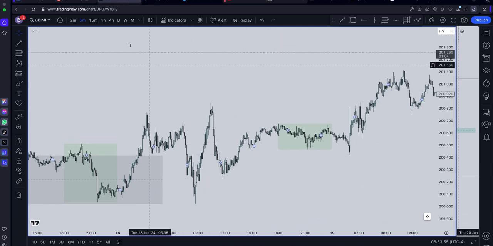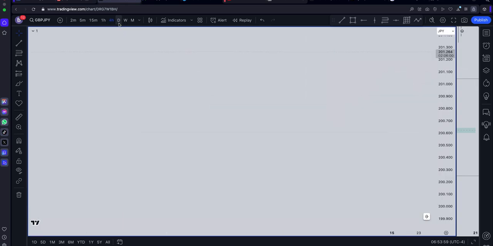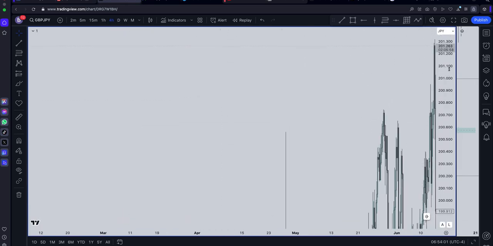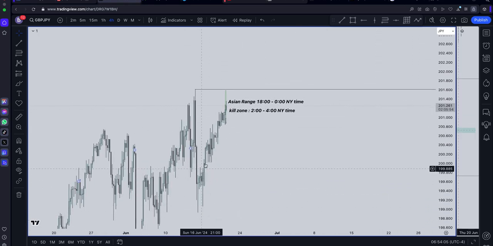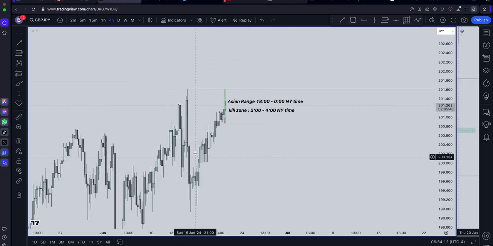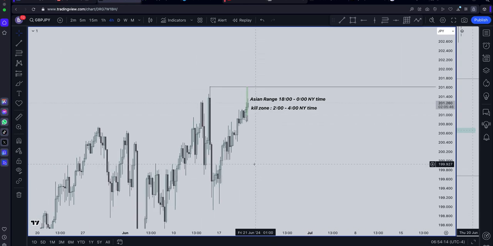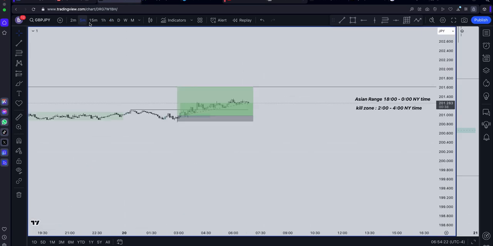What I mean by bias is knowing what's going on on the higher time frame, like knowing the 4-hour order flow. I've been following this trade for a while now from this 4-hour order flow. Once you identify the 4-hour order flow, you'll know you're looking for sell side to get swept on the 5 minutes at a particular time.